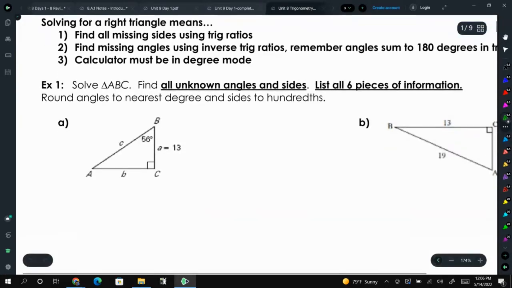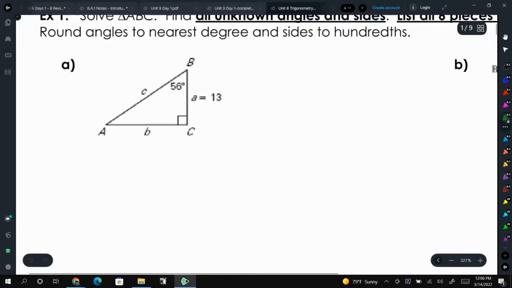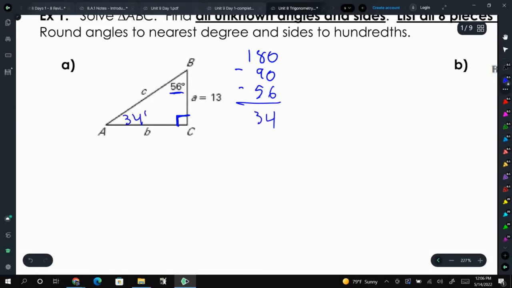So look at example 1, letter A. We have two angles. This box is 90, this is 56. So if I do 180 minus 90 minus 56, that's going to give me my missing angle of 34 degrees. So I know angle A is 34 degrees. Now to find the missing side, since I only have one side, I can't do Pythagorean theorem. So I'm going to use SOH CAH TOA.